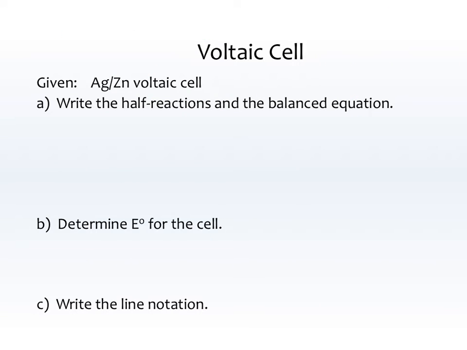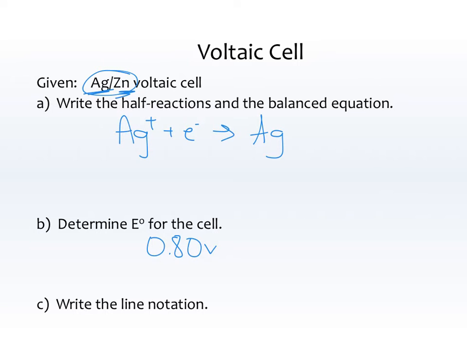Let's do another one. We've got a silver-zinc voltaic cell. We're going to write the two half reactions and the balanced equation. Notice this one does not say to diagram the cell, so I'm not going to bother with that. So, looking on your chart, you're looking for silver and you're looking for zinc. Who's higher? Silver's higher. So silver gets the number on the chart exactly as written, and it gets the equation on the chart exactly as written. That silver is a 0.80 volts. Zinc is lower on the chart, so zinc is going to get flipped.